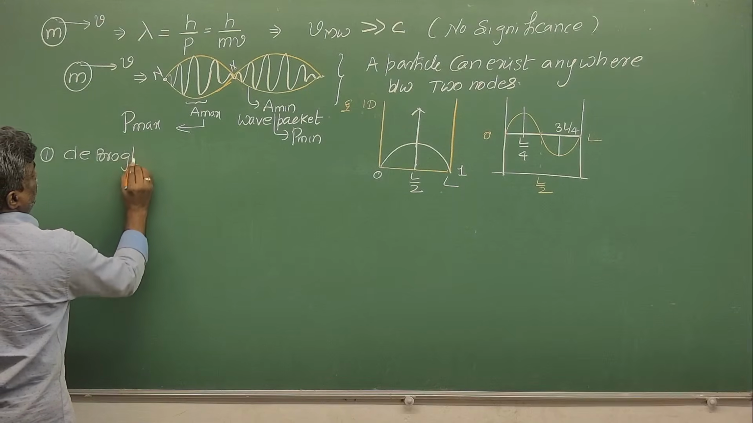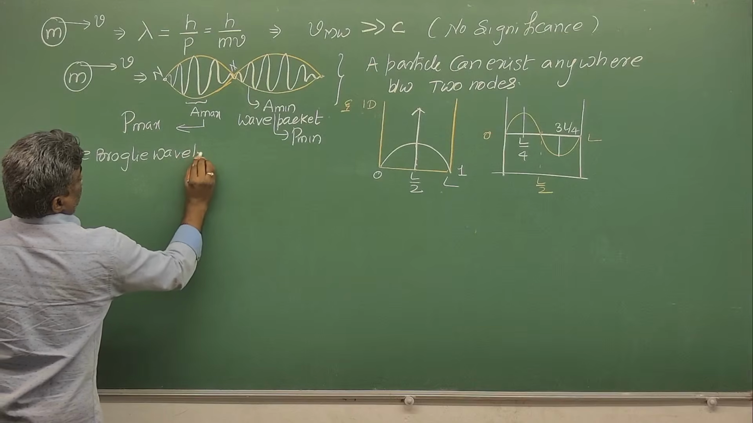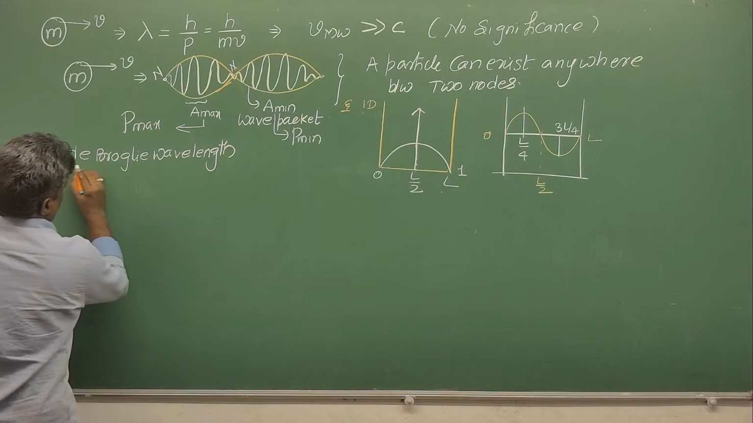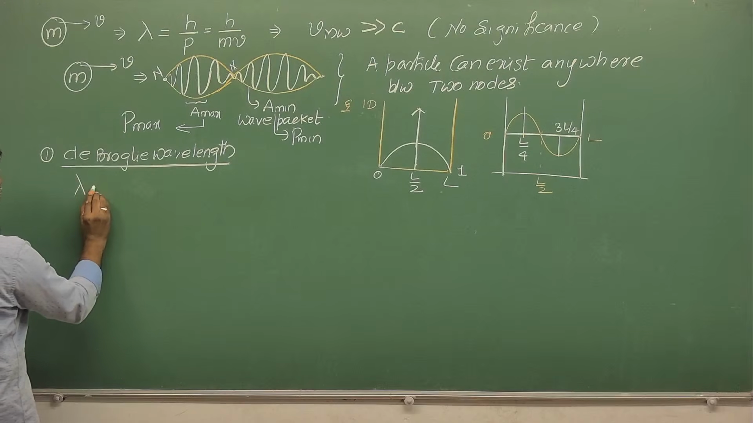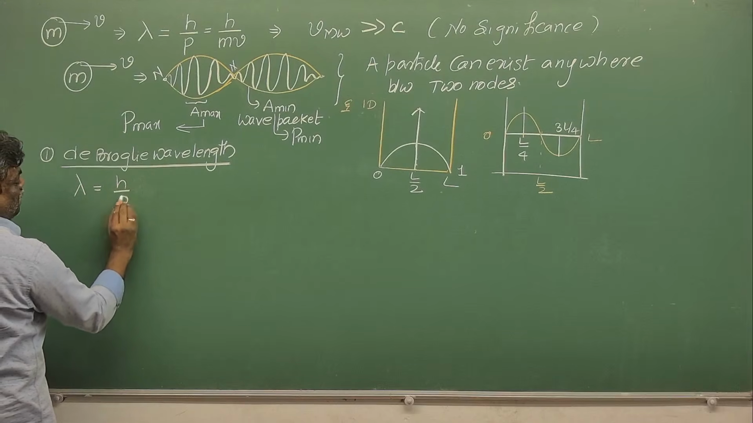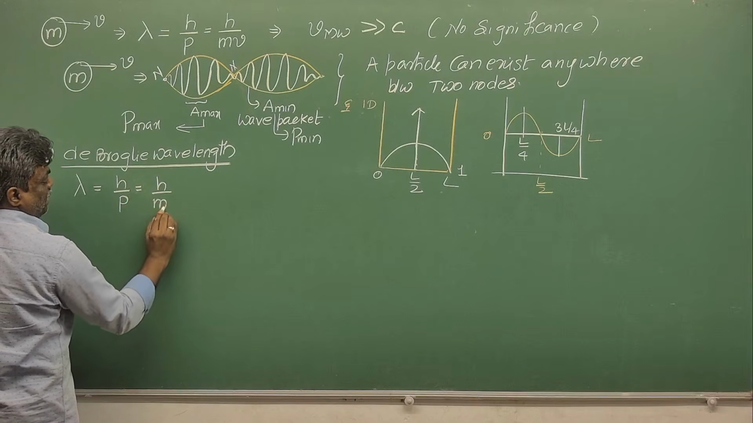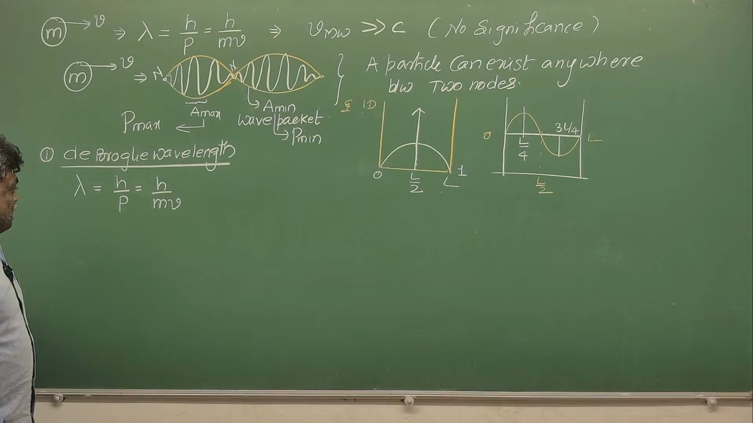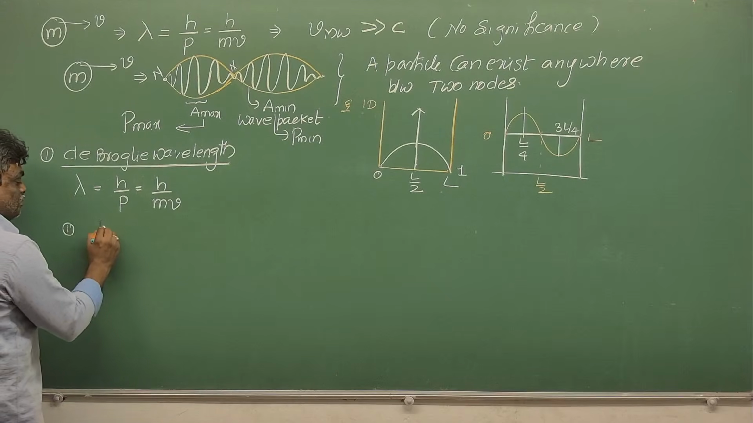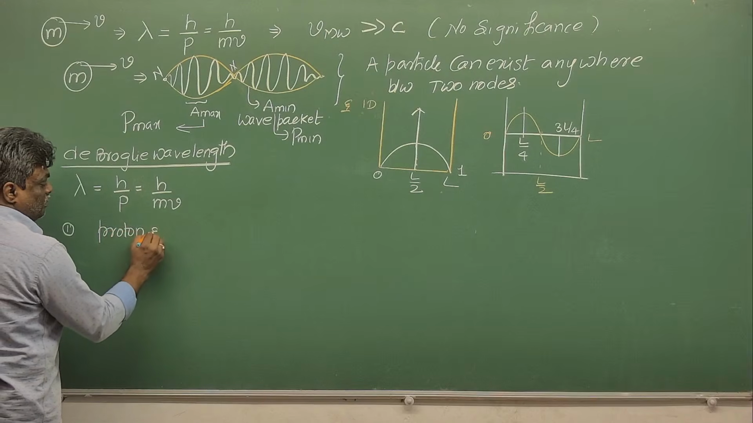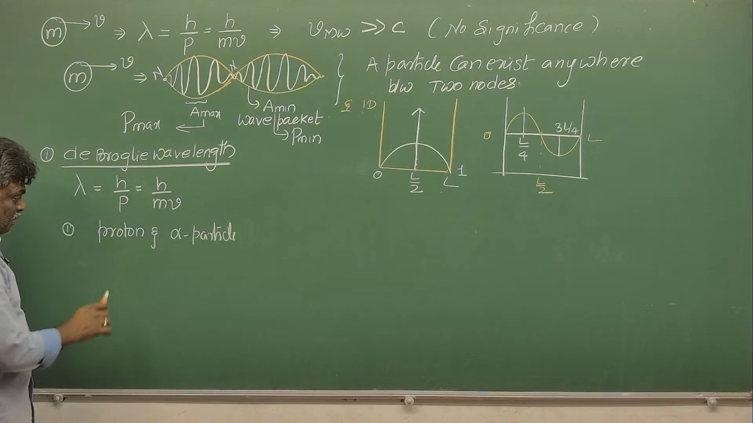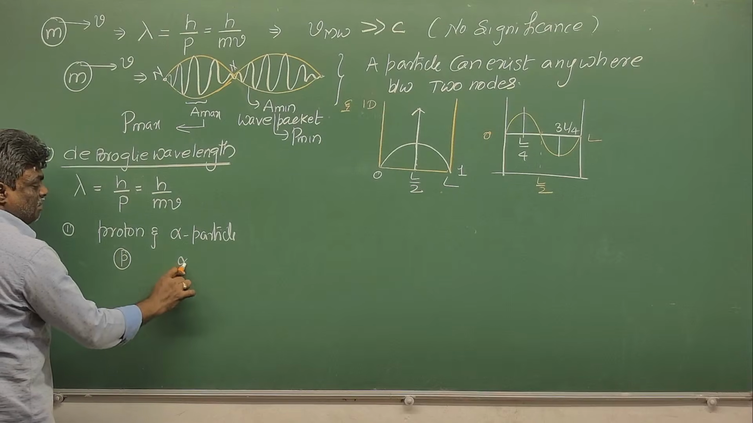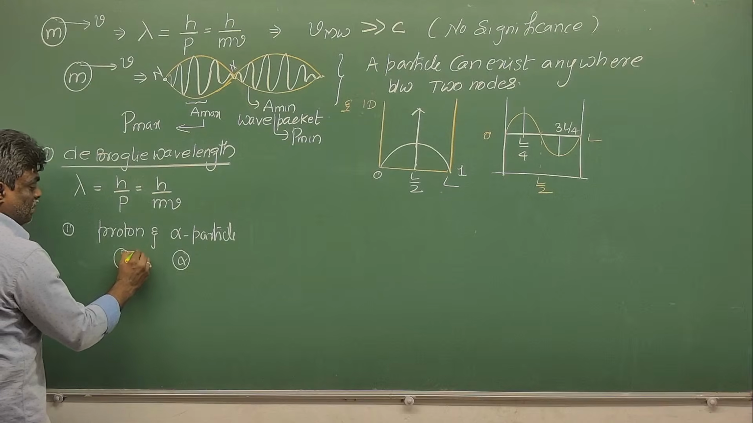De Broglie wavelength. This is what we discussed in the last class. Already we have derived lambda equals h by p, very important, h by mv. Okay. Now I am taking a proton and an alpha particle. Here is a proton and here is an alpha particle. Both are moving with the same velocity.